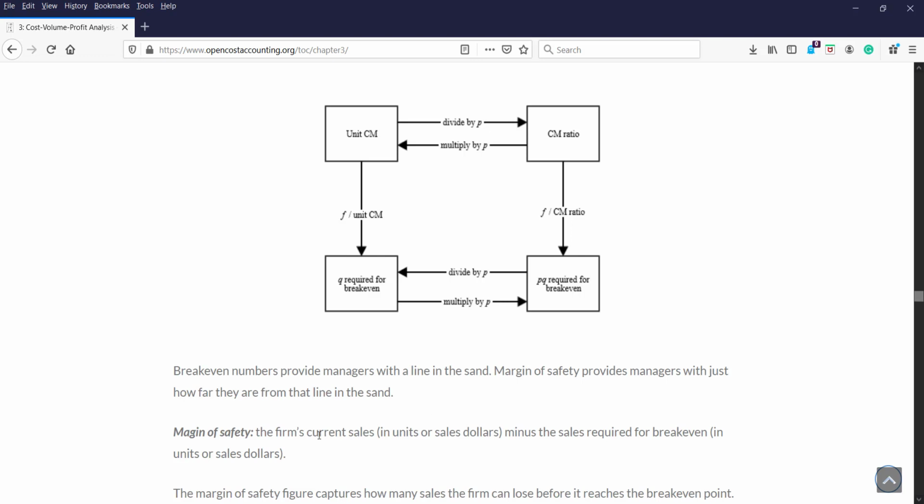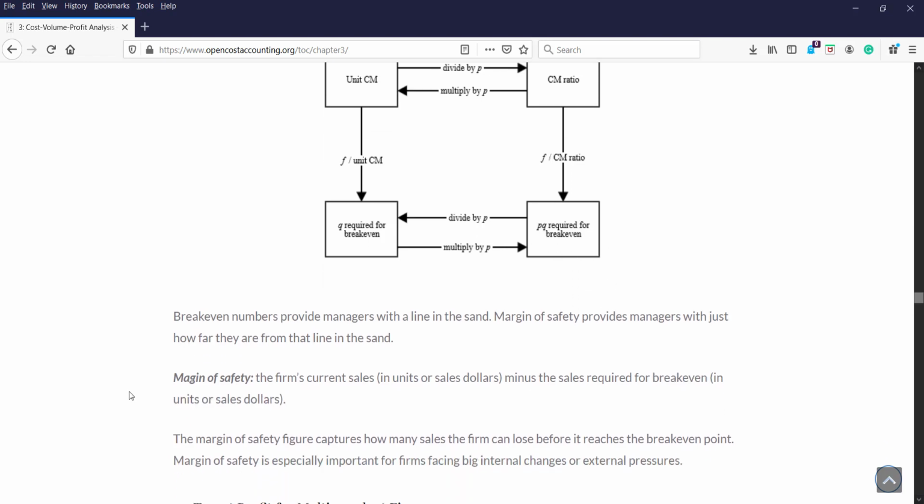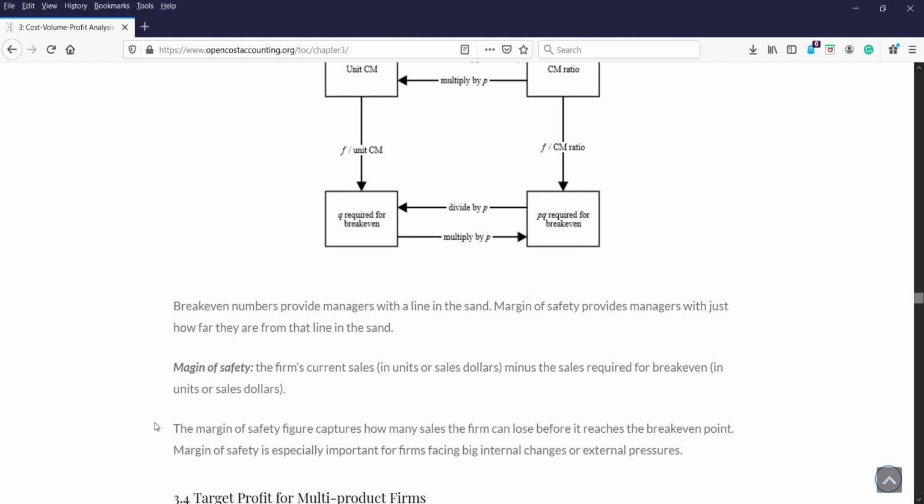So you simply take your current sales or some projected sales in either units or sales dollars, and you subtract those from the required break even, either in units or sales dollars. You got to keep those together though. You got to move those in tandem. So if you're taking your current sales in units, you subtract away the break even in units. Taking your current sales in sales dollars, then you have to subtract away the PQ required for break even in sales dollars. This is an important figure that can capture how far away your firm is from the break even point, maybe help it understand the risk that it's facing.